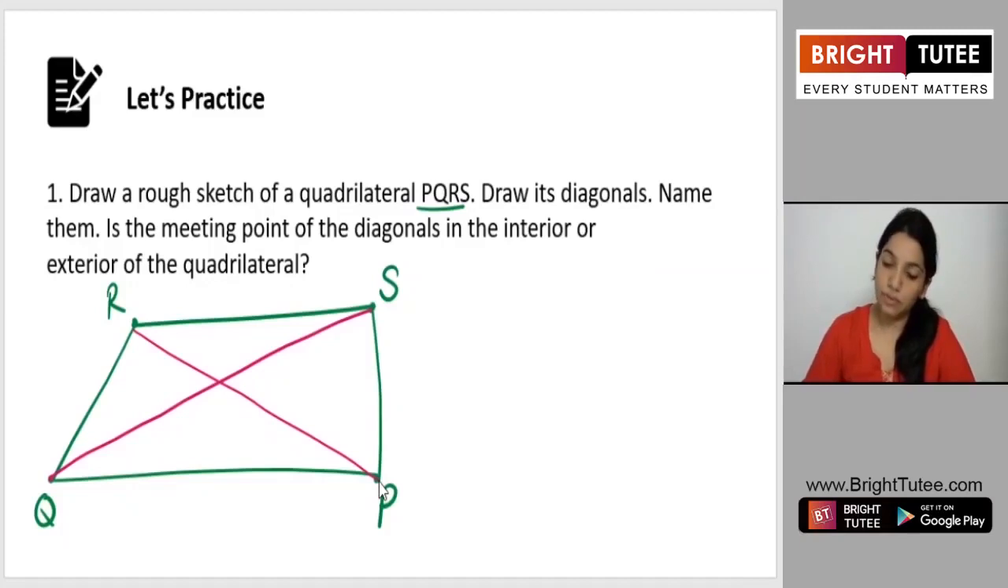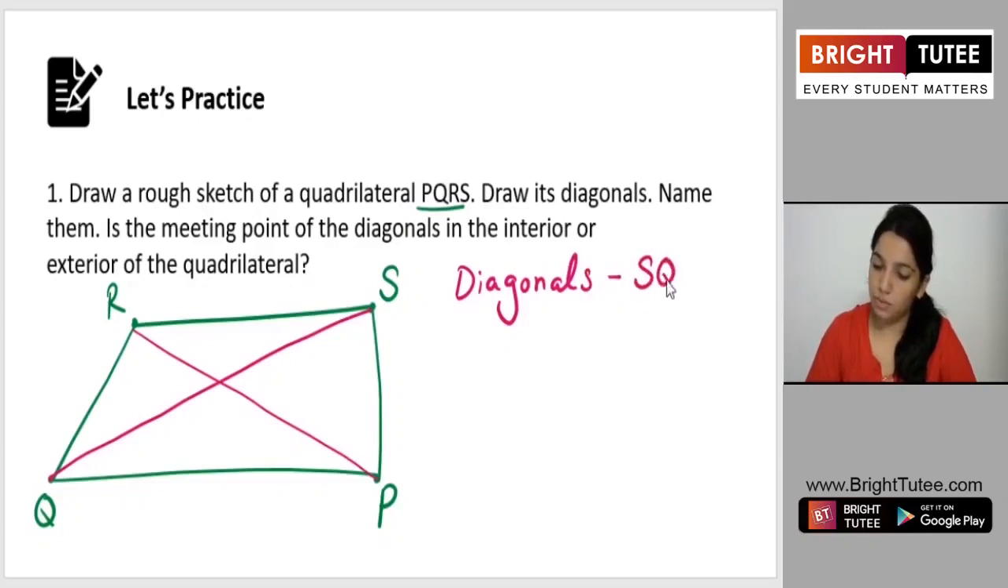So now they are asking you to name them. Let us write the names of the diagonals. So here we have diagonals SQ and RP. So these are the 2 diagonals.